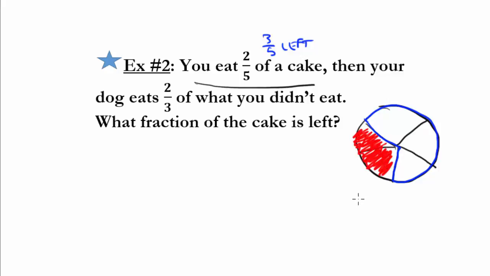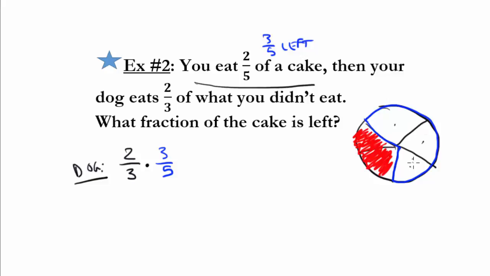Then what happens? Your dog comes in and eats 2/3 of what you didn't eat. So now the dog is eating 2/3 of this area in blue. We could say the dog is eating 2/3 of the 3/5 that is left. That's another way of representing what the dog is eating. In our picture, this is already in three pieces, so 2/3 of 3 pieces is 2 pieces.